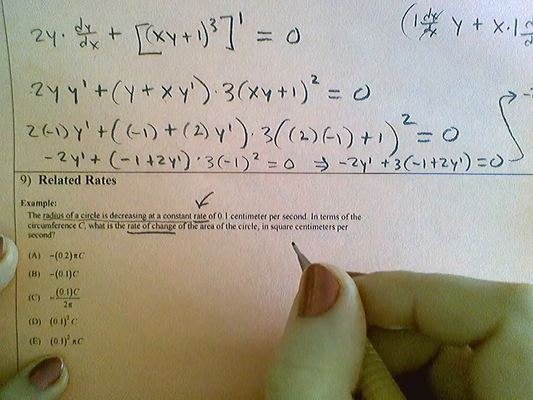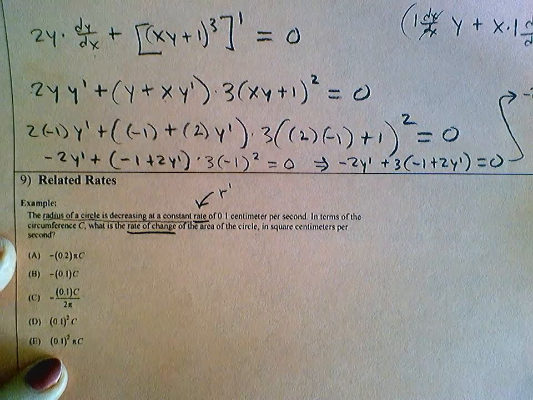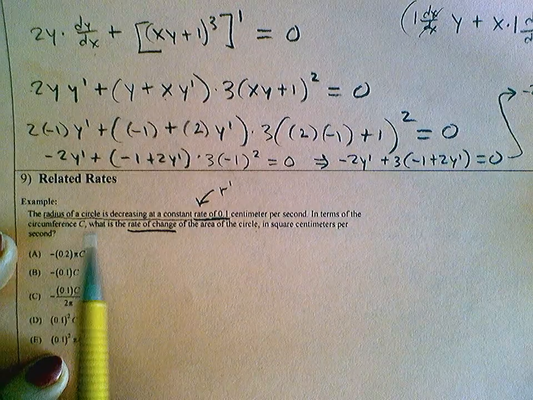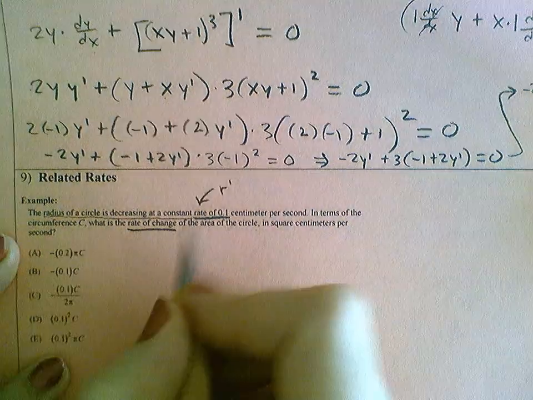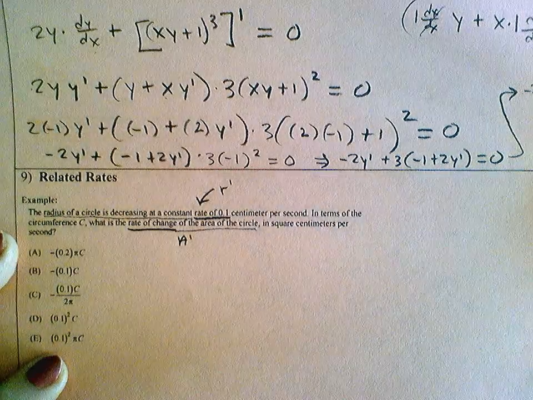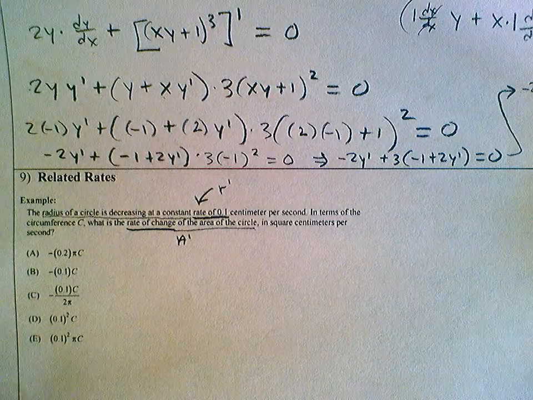So these rates, let me figure out, the radius of a circle is decreasing at a constant rate. So this is going to be r prime. That's the rate of change of the radius of the circle. In terms of the circumference, what is the rate of change of the area? So that would be a prime. So they want to know what a prime is: the rate of change of the area of the circle in square centimeters per second.